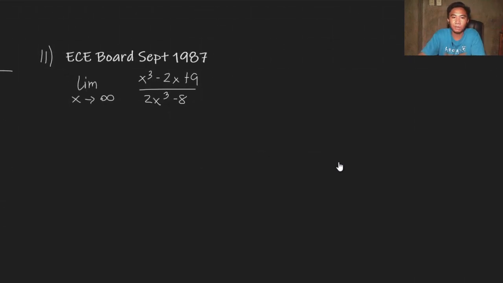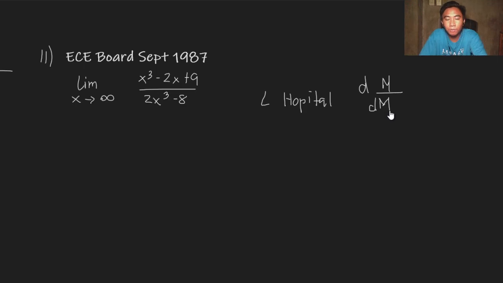Ito. Another easy board. September 1987 naman ito. So, ito, paano naman? So, the limit of x cubed minus 2x plus 9 all over 2x cubed minus 8 as x approaches to infinity. Kapag ganito naman, kapag infinity na yung approaches niya, gagamit tayo ng L'Hopital. Ayan. Meaning niyang lang is derivative nung nasa numerator divided by the derivative of the denominator. Should be denominator.